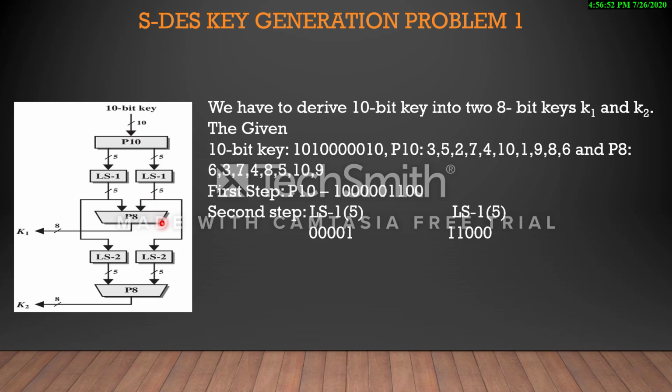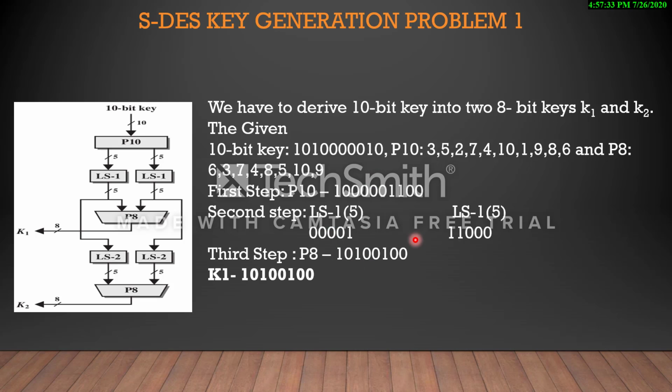What is the third step? The third step is we are going to perform permutation 8. Here we have 10 bits in total, and what is the permutation 8 value? Here the permutation 8 value is given as 63748510. Among these 10 bits, what is the first bit according to permutation 8? 6. So we are going to select the sixth bit. The sixth bit is 1. The next one is 3, so we select the third bit. The third bit is 0. Then 7. The seventh bit is 1. Then 4. The fourth bit is 0. Then 8. The eighth bit is 0. So like that we are going to do permutation 8.